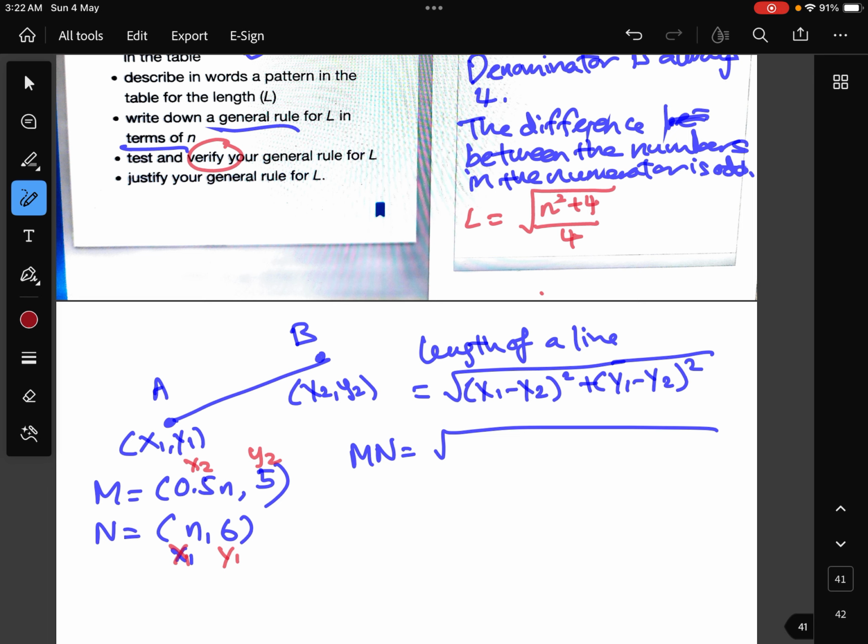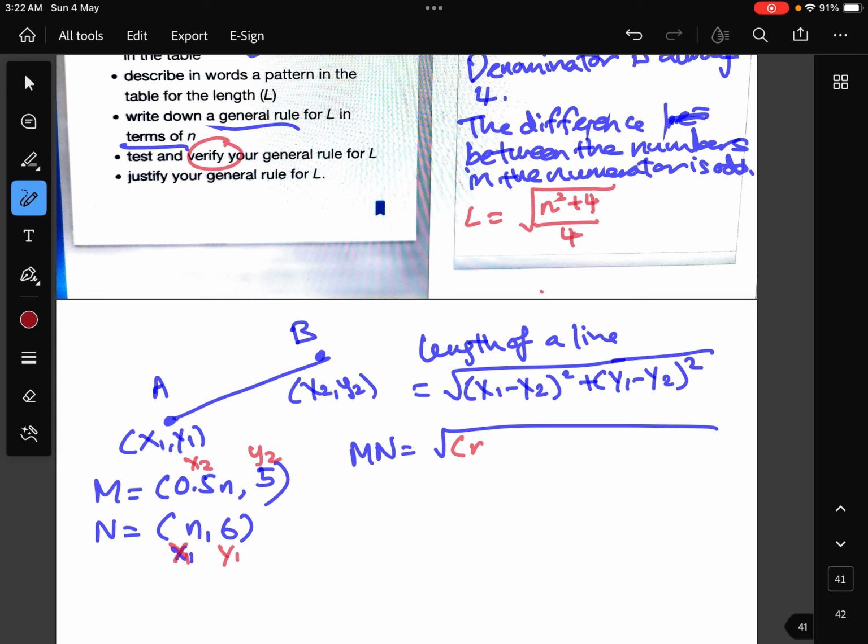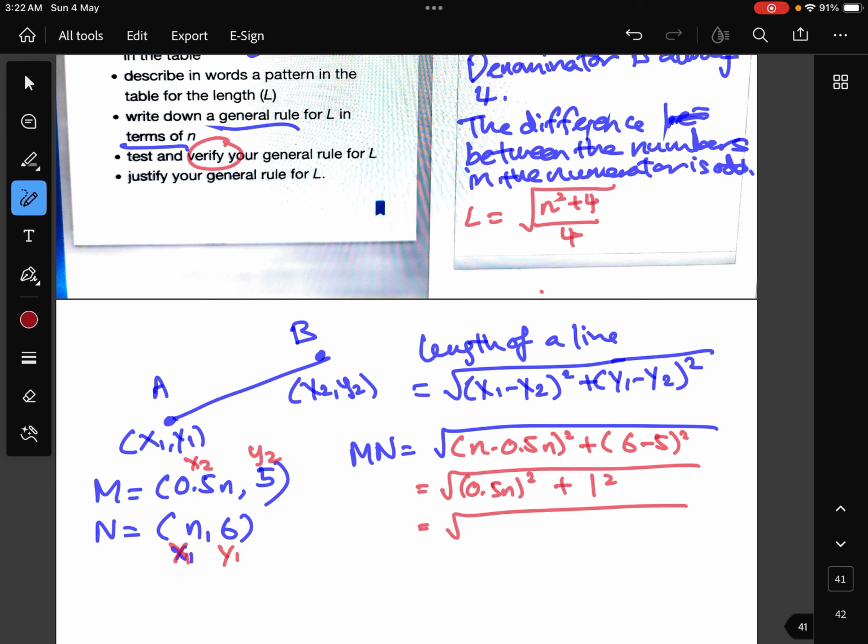So what I'm going to do is use the formula by doing n minus 0.5n, you square it, plus I'm going to take 6 minus 5 and I'm going to square it. Now, n minus 0.5n is the same thing as 1n minus 0.5n, this is going to give me 0.5n, and I'm going to square this, and 6 minus 5 is 1, so this gives me 1 squared. Now, if I simplify this, 0.5n squared means you take 0.5n multiplied by 0.5n, so that's going to give me 0.25n squared, while 1 squared is just going to be 1.